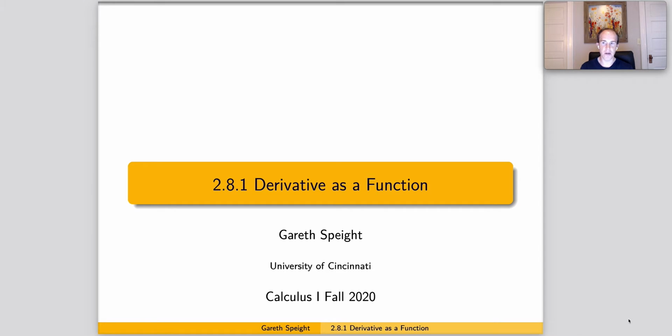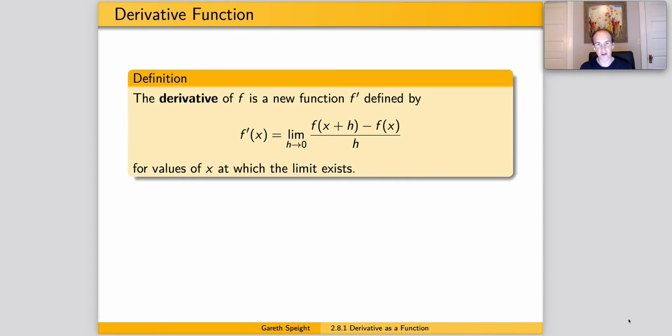So this was point by point, but if we put that all together, then we get a new function which is called the derivative function that we can think of all at once. So that's what we're going to start to talk about in this short video. So here is basically what I said. If we start with the function f, then we can compute a new function f prime, which is called the derivative function. And it's defined by this formula.